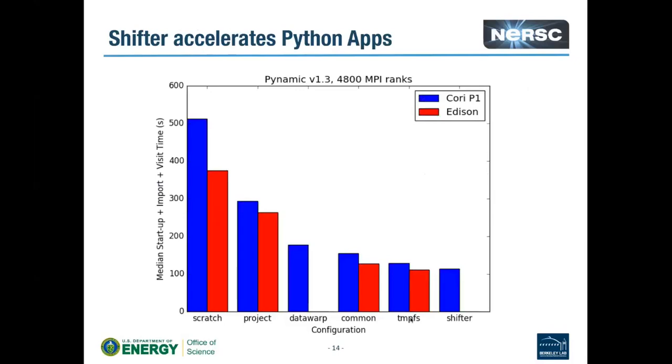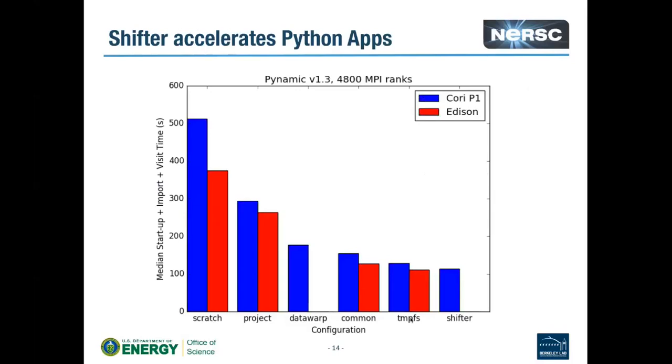Scratch is a very fast local Lustre file system on the systems. So it's fast, but it's not necessarily fast at hosting Python applications. Project is a GPFS file system. DataWarp is a solid state storage-based file system, a flash-based file system. And then the other Common is one that's really tuned for software.